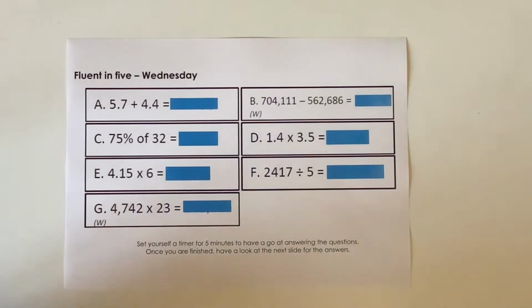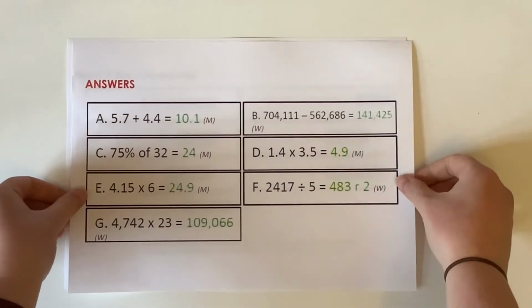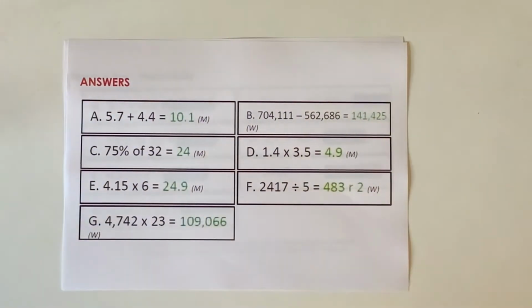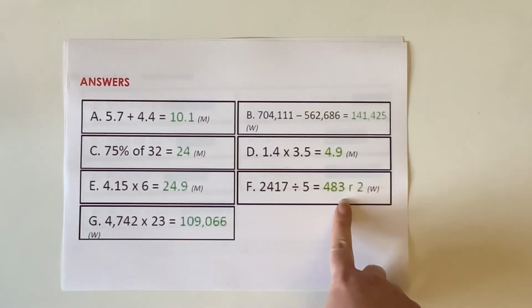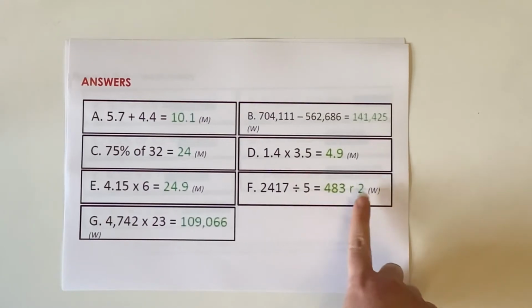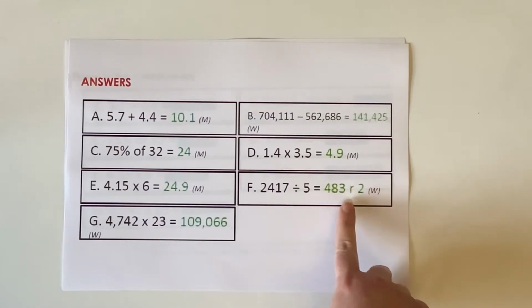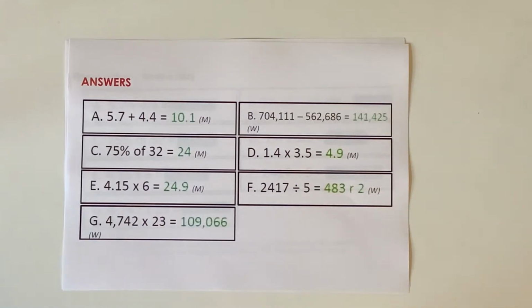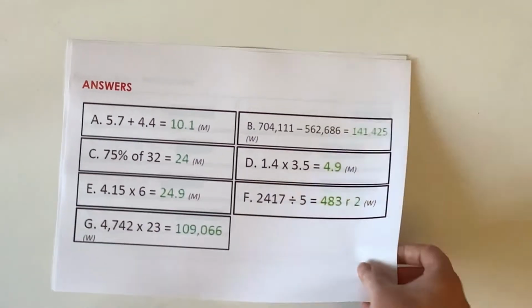Okay, and here are the answers to the Fluent in 5 for today. Please pause the video and mark your work. F, you may have also worked out to be a decimal answer, decimal remainder, sorry, so you would have got 483.4. So if you got that, that's still a mark. Remember to keep hold of your scores ready to hand in on Friday.